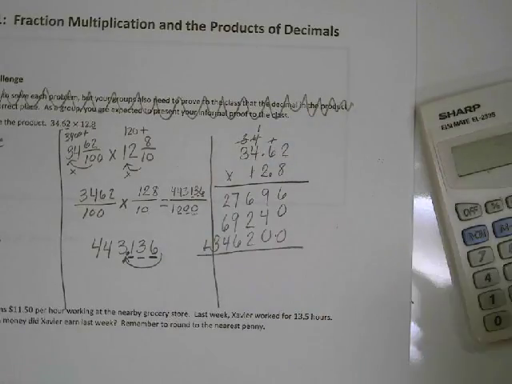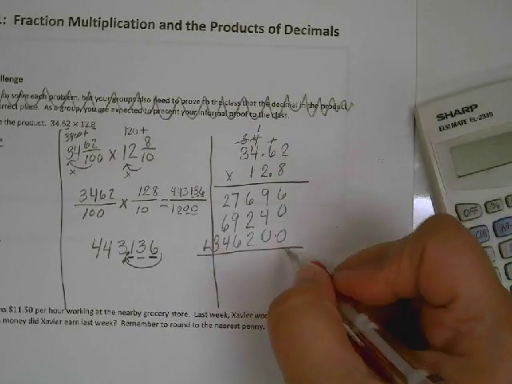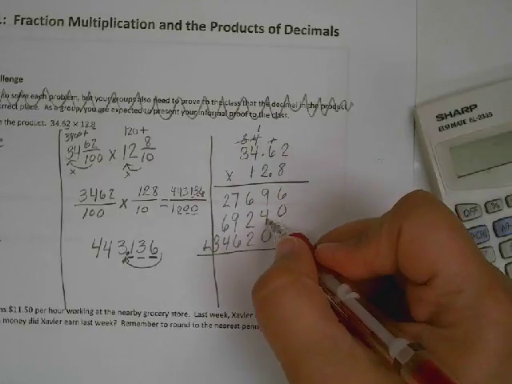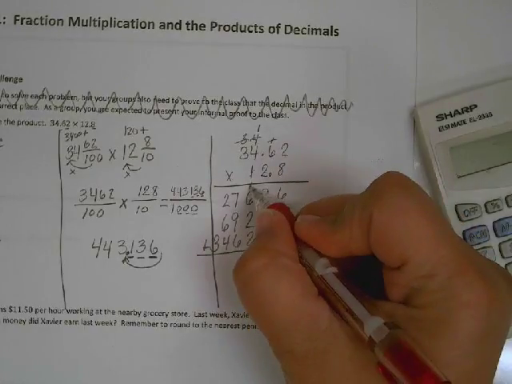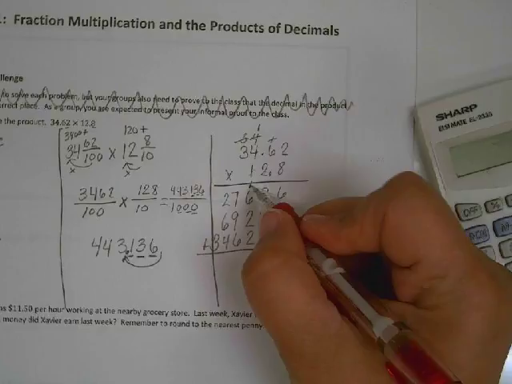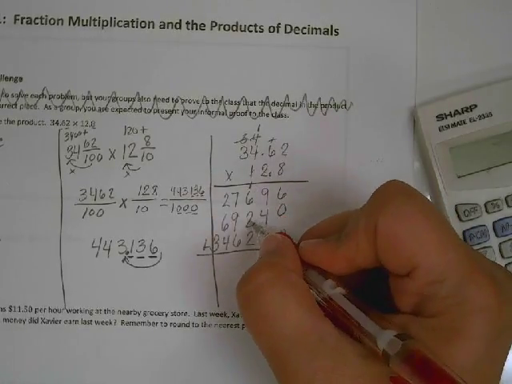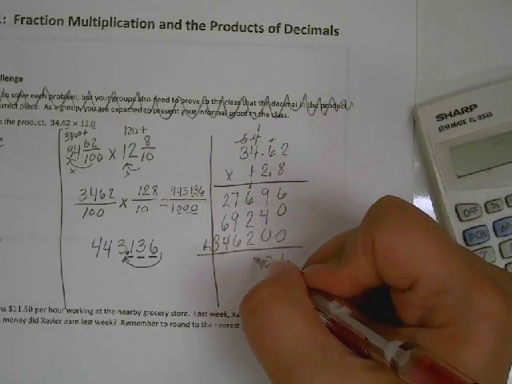Now I'm going to add this together. 6 plus 0 is 6. 9 plus 4 is 13. Regroup my 1. 1 plus 6 is 7. Plus 2 more is 9. Plus 2 more is 11.